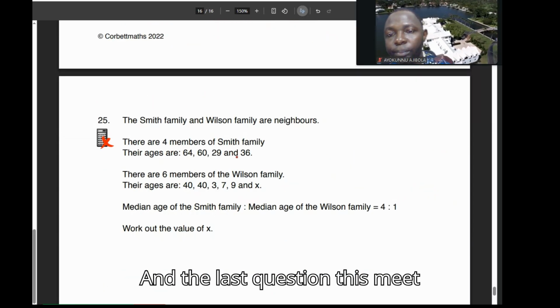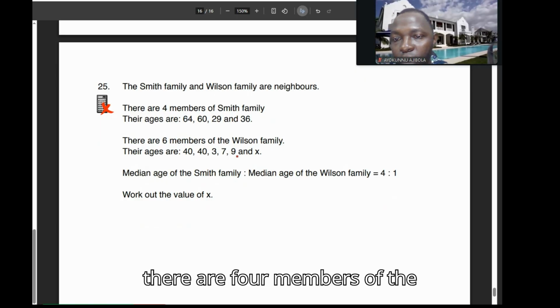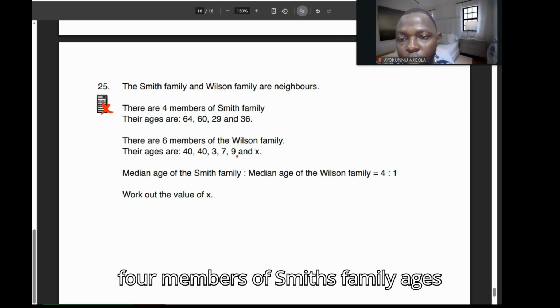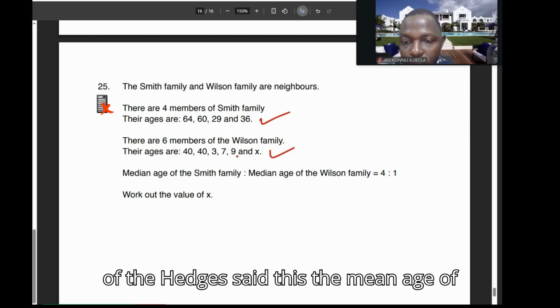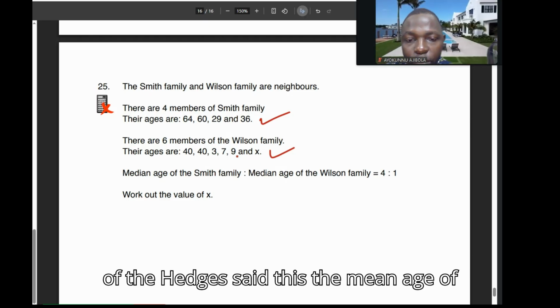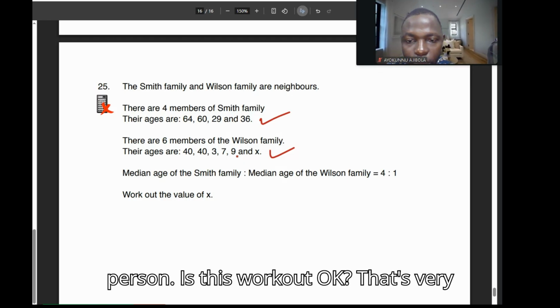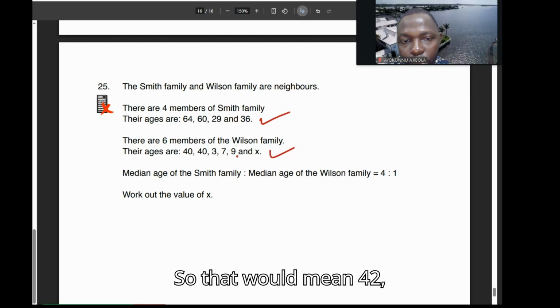And the last question. The Smith family and Wilson family are neighbors. There are four members of the Smith family. Their ages are these. There are 6 members in the other family, with these ages. The ratio of the mean age of the Smith family to the mean age of the other is this. Work out x. Okay, that's very simple.